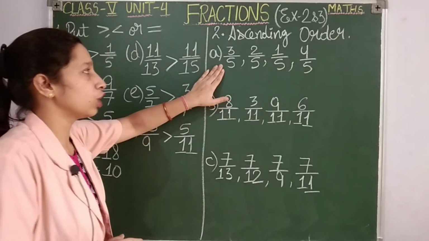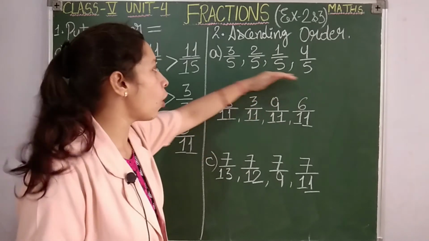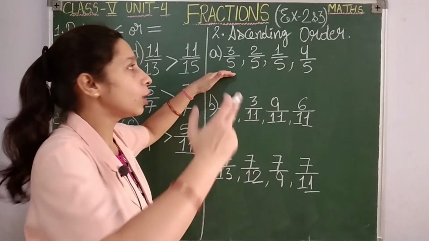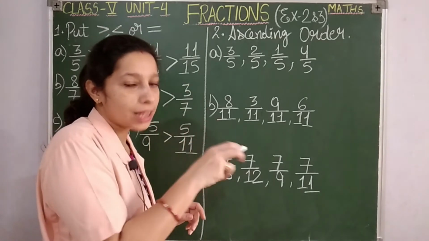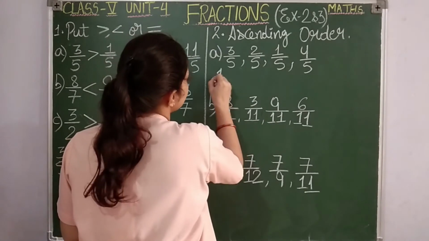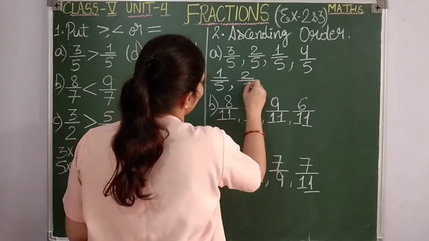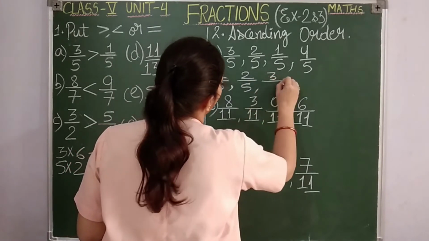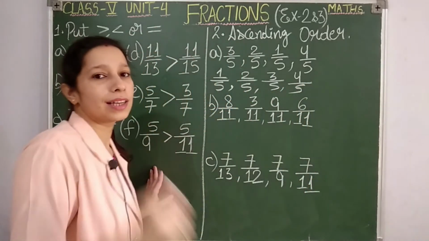Here I have already written the question. Point number A, 3 by 5, 2 by 5, 1 by 5, 4 by 5. All the denominators are same. We are going to arrange them in ascending order. For ascending order, we will be writing the smallest fraction first. So here the smallest numerator is 1 by 5. So students, here I will write 1 by 5. Then 2 by 5. Then 3 by 5. Then 4 by 5. I hope it is clear to you.